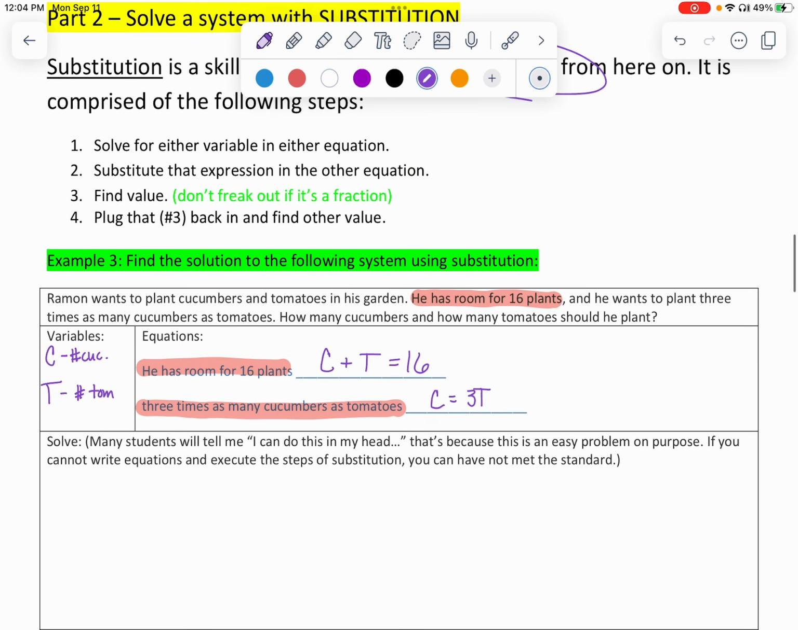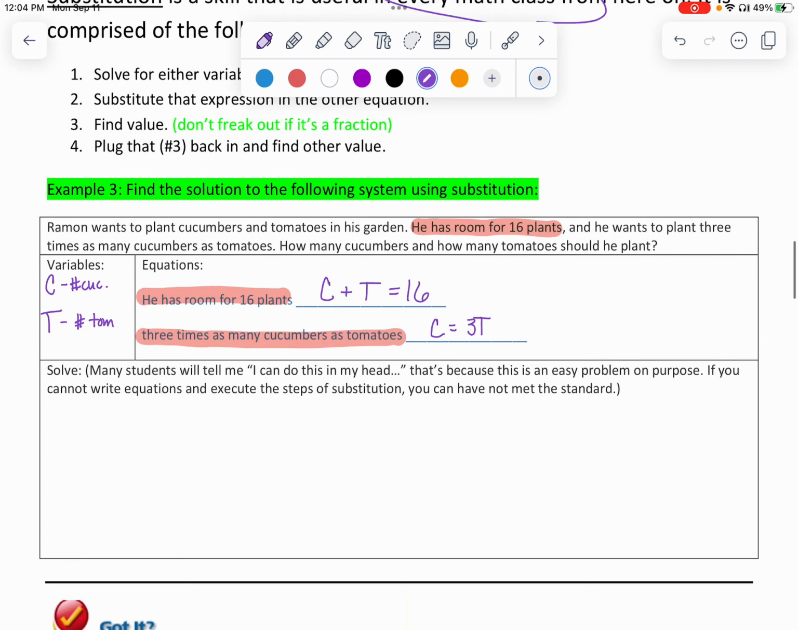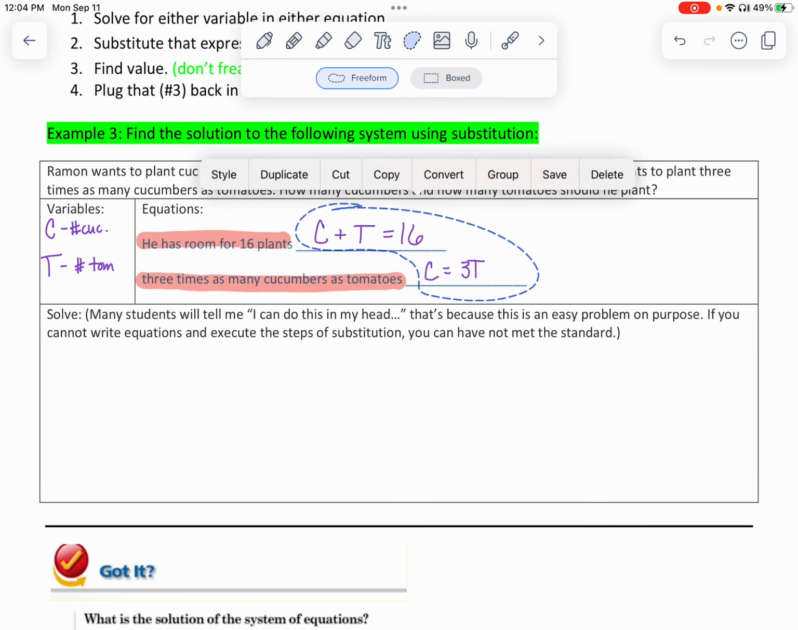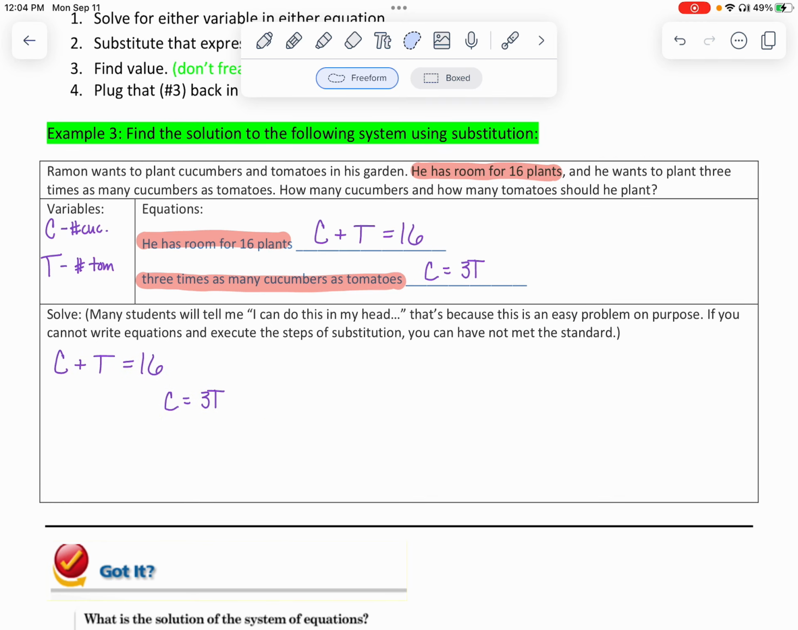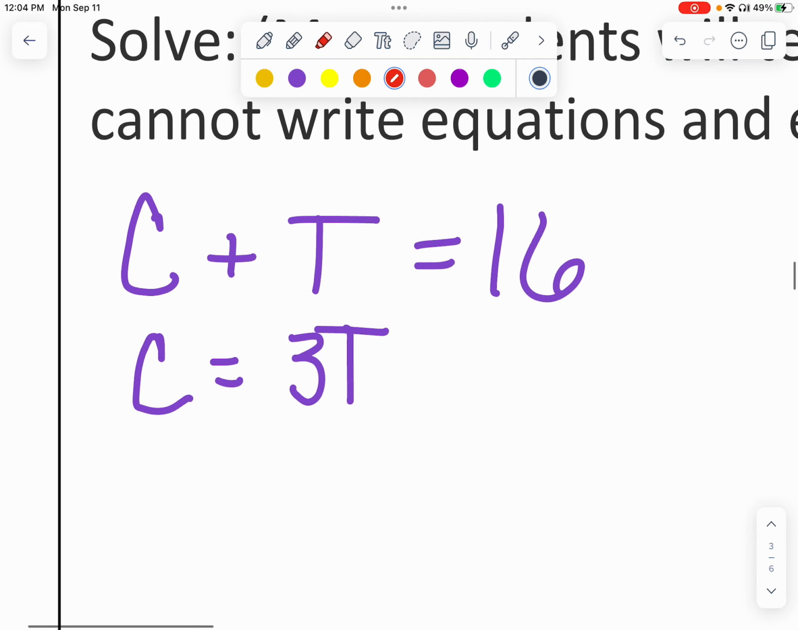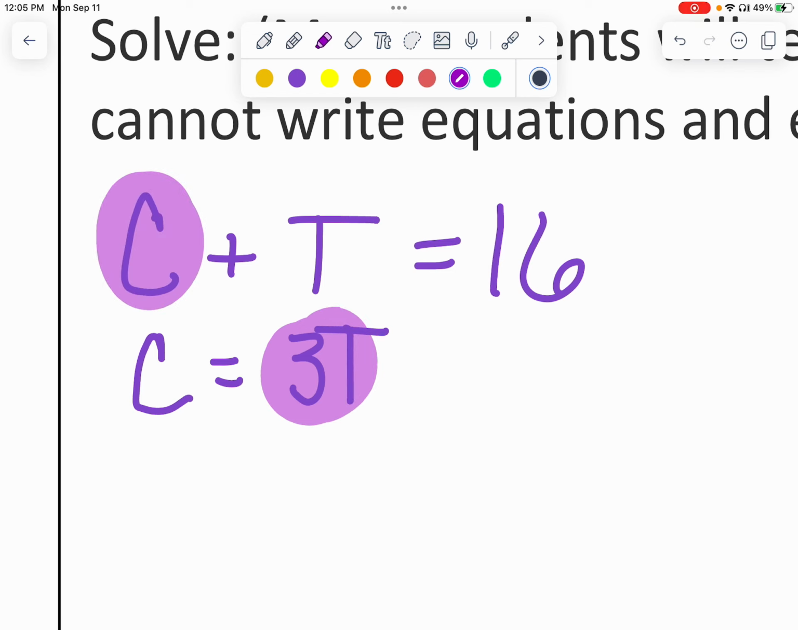Substitution. Number 1, solve either variable in either equation. All right, I'm going to get my equations. I'm going to bring them down here. Actually, I'm just going to duplicate them, and then I'll bring them down here. And I really would love to highlight this second equation. Do you see how, now listen to the vocabulary I'm about to say, please. C is already isolated. So I can take 3t and I can plug it in for C up here.